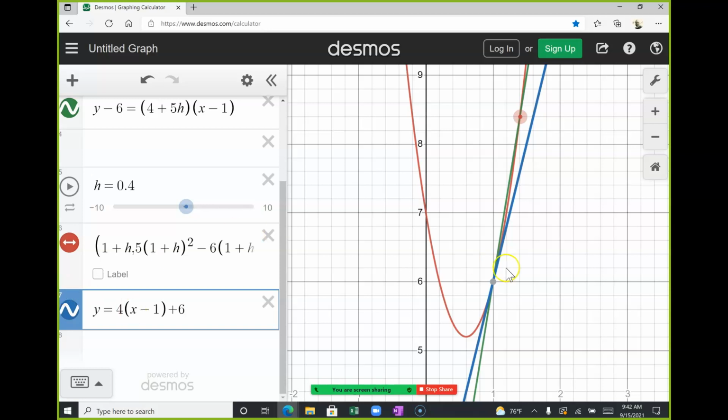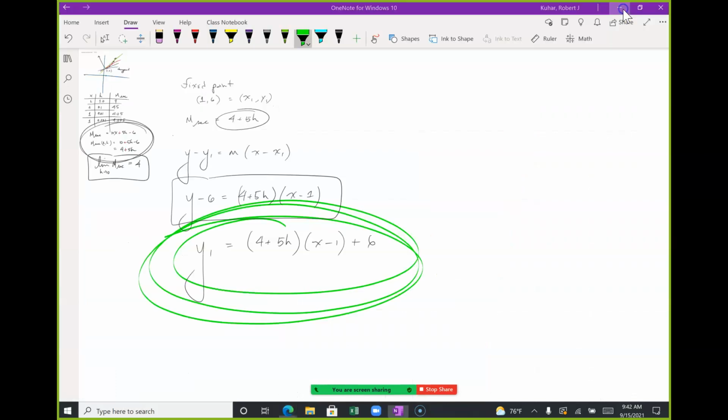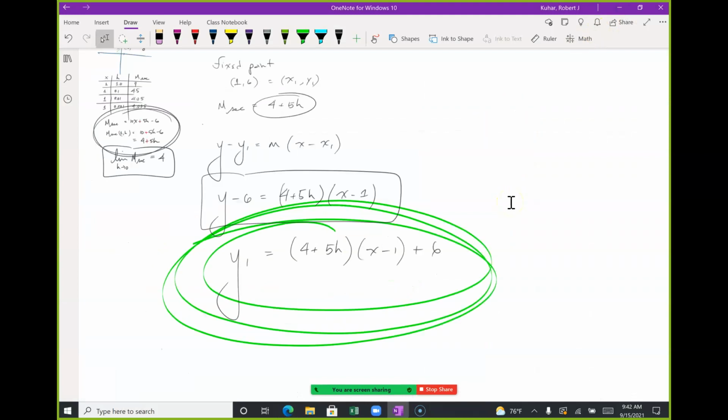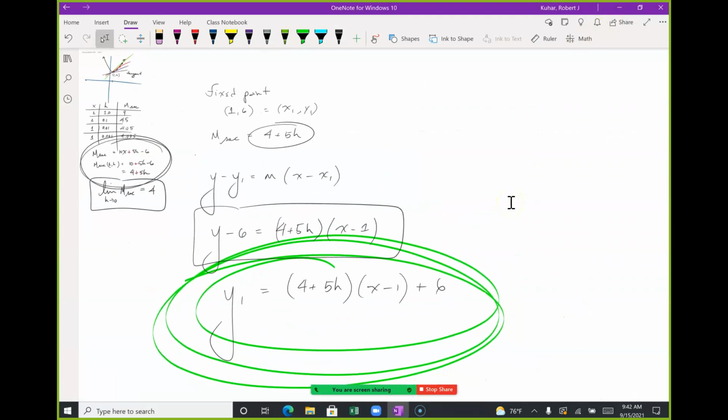How are we doing today? I got a little confused with the tangent line, the y equals 4 times x minus 1 plus 6. Yeah, so confused. If I number here, can you tell me which piece of this maybe where you're confused here? No, just how you got the last part.